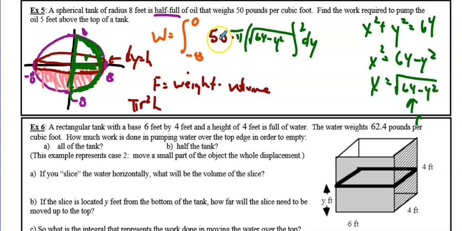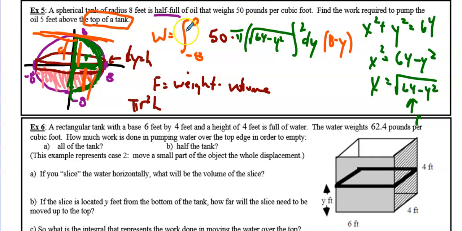And then the last thing I have to worry about is displacement. I want to go above the tank here, so I want all the water to go above the tank. So again, this is y, and this is my d, which is right here. So the answer is going to be 8 minus y.